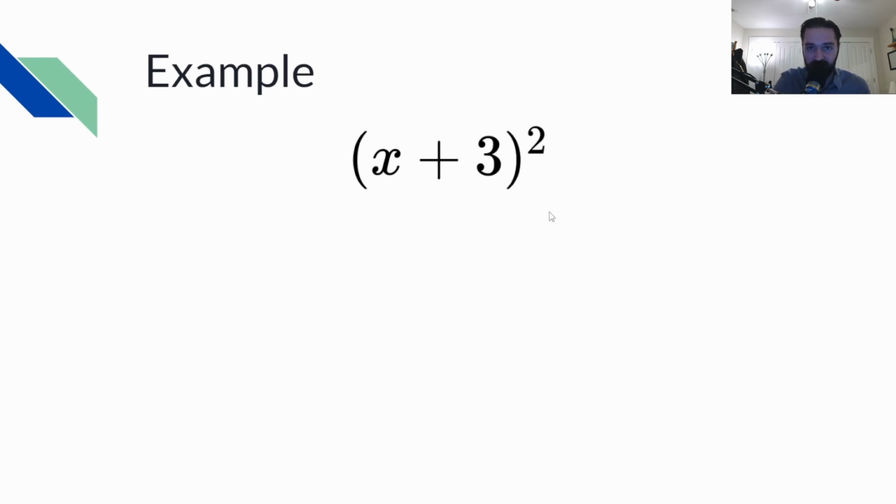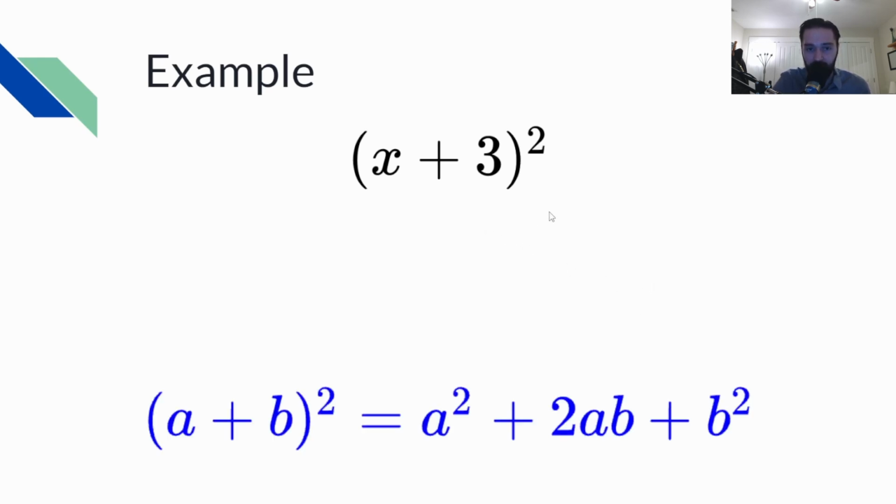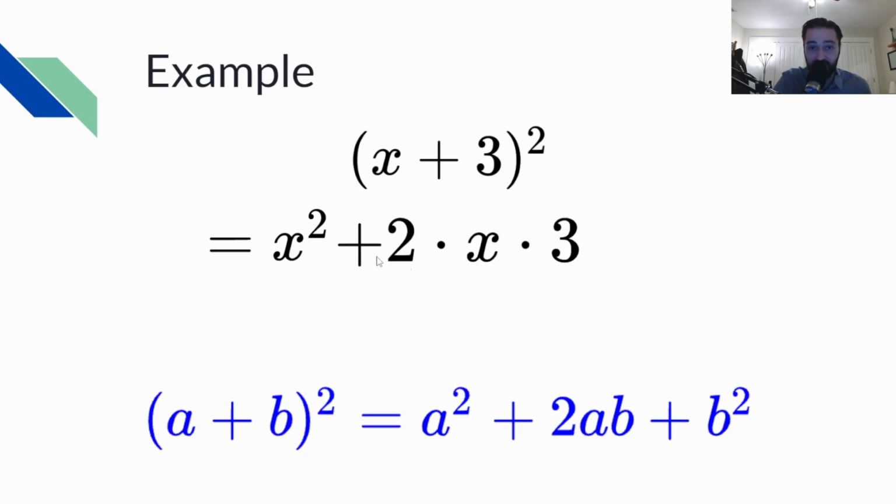Here I have x plus 3 whole thing squared. This formula tells me what I can do to each piece of the sum, and we can get rid of the parentheses without using FOIL because of this formula. So x is like my a, and 3 is like my b. We have a squared, so x squared, plus 2ab, so plus 2 times x times 3, plus b squared, so plus 3 squared.